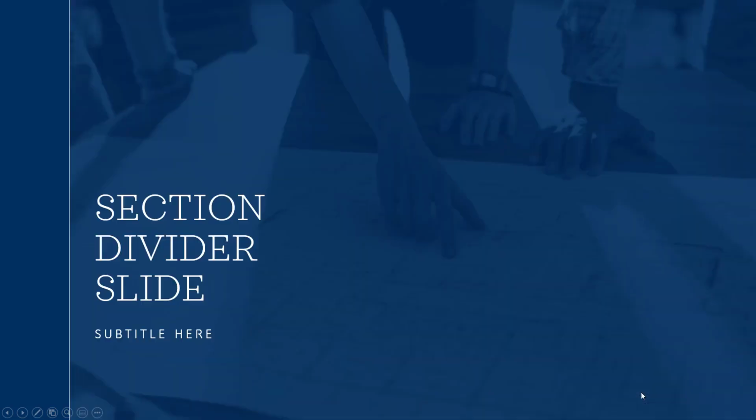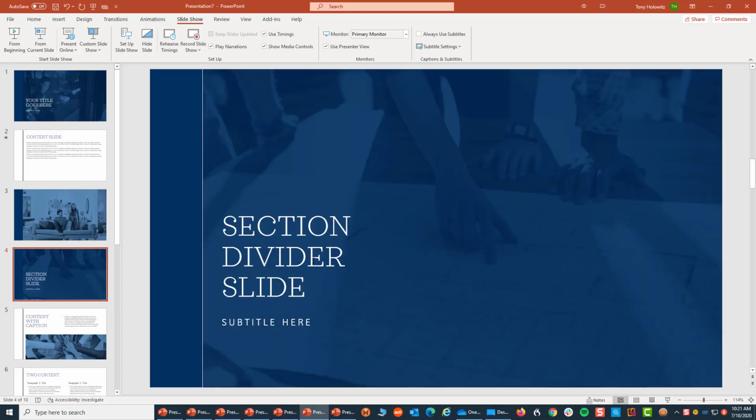What I'm going to do next is I'm going to hit the escape key to get back here to the main presentation. You can also run it from the current slide if you just want to see what this slide is going to look like.